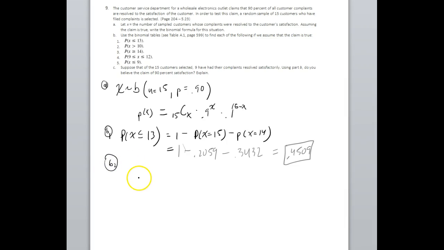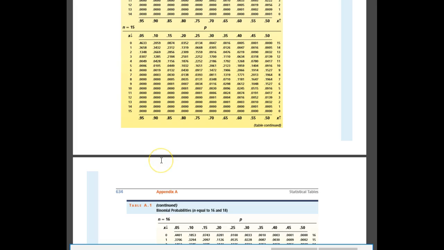B2 is the probability that x is greater than 10. And let's look at the table. So we're at our 0.9, we go up greater than 10.